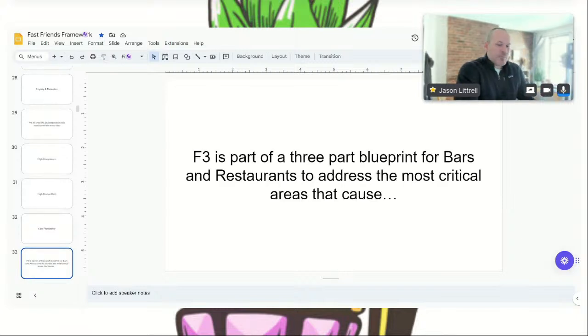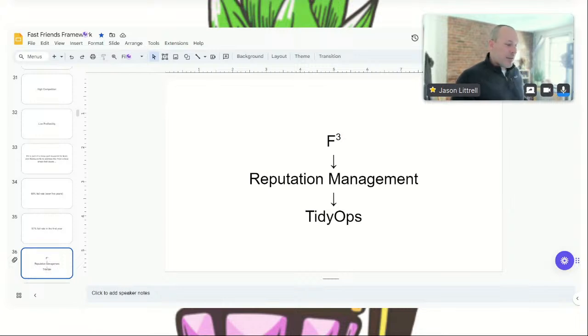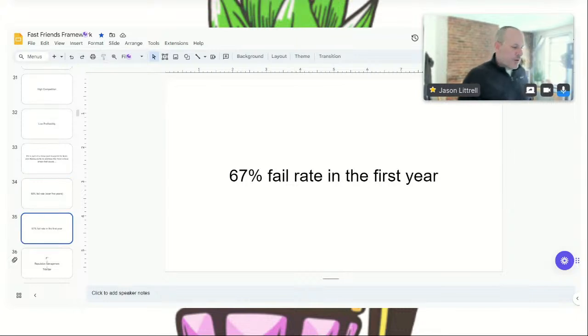F3 is part of a 3-part blueprint for bars and restaurants to address the most critical areas that cause a 67% failure rate in the first year. 80%, and I think I missed a slide, 80% failure rate over 5 years. It depends on the study that you look at, but it's grim. It's crazy.